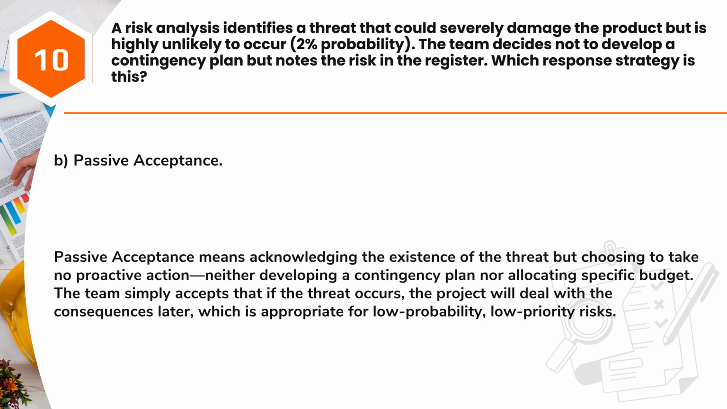Answer: B. Passive acceptance. Passive acceptance means acknowledging the existence of the threat but choosing to take no proactive action, neither developing a contingency plan nor allocating specific budget. The team simply accepts that if the threat occurs, the project will deal with the consequences later, which is appropriate for low probability, low priority risks.